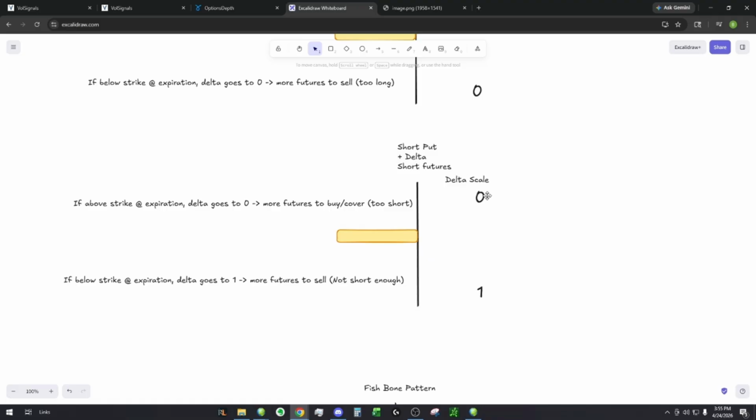And the scale is, if we're above it, delta goes to 0. If we're below it, delta goes to 1. So if we're above the strike at expiration, delta goes to 0. They have more futures to buy or cover. They have too much of a short position. And if we're below it at expiration, delta goes to -1. So they have more futures to sell. They don't have enough of a short position. Sorry, I think I said that wrong. Delta goes to 1, not -1. So as the delta is increasing, they need to sell more to offset it. So again, this will push price away from the strike.